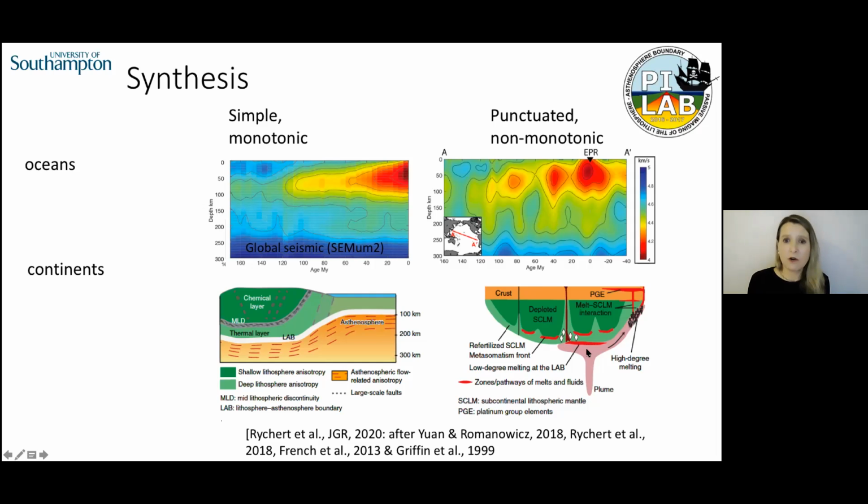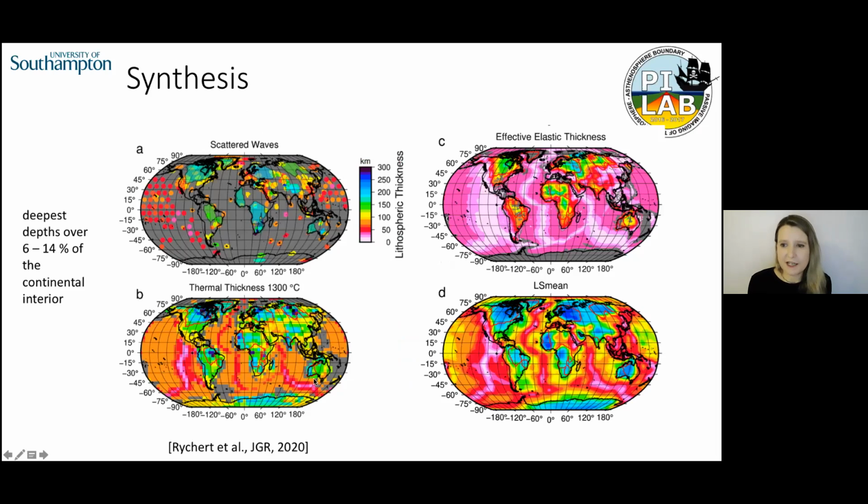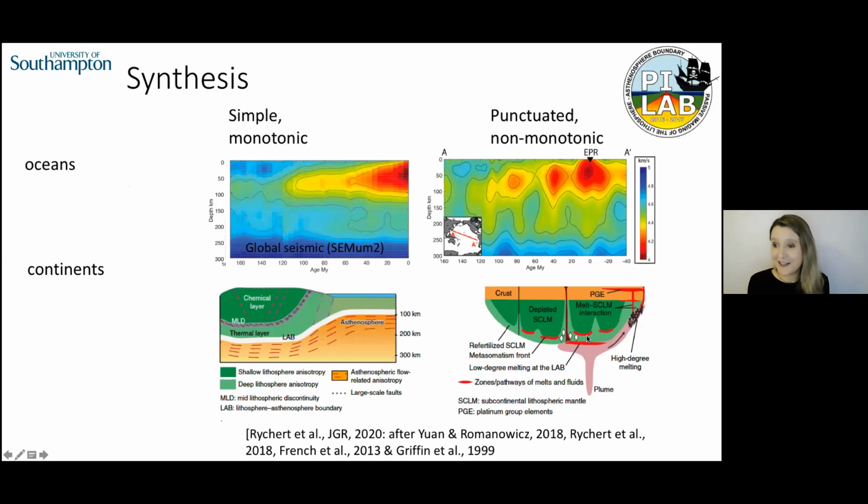It also reconciles this kind of long-held discrepancy between scattered waves, which find things at around 150 kilometers beneath continents, in comparison to these deep 250-kilometer phenomena from temperature and also surface waves. But when we now analyze this further, we found that these very deep areas only persisted over somewhere between 6 and 14% of continental interiors. It suggests a picture like what we just saw there is much more likely the case.